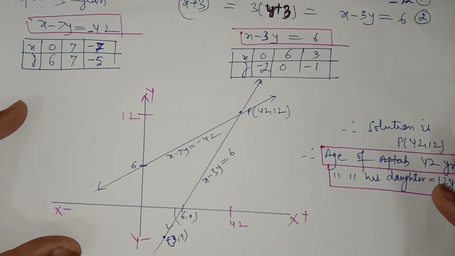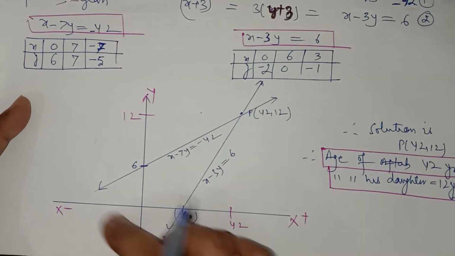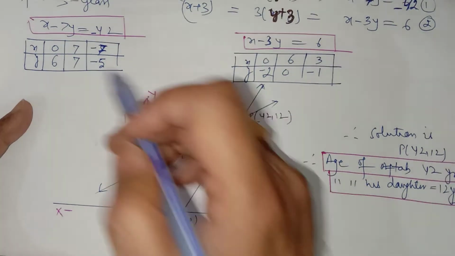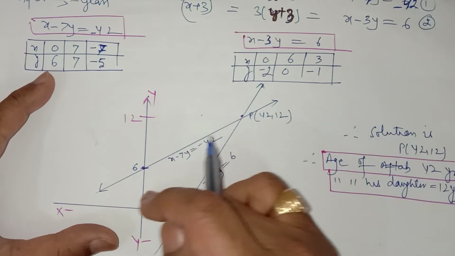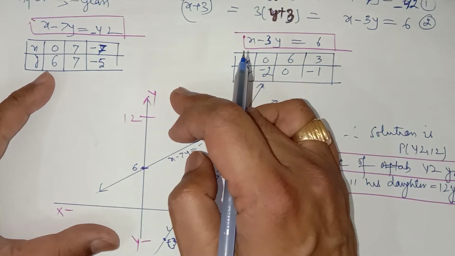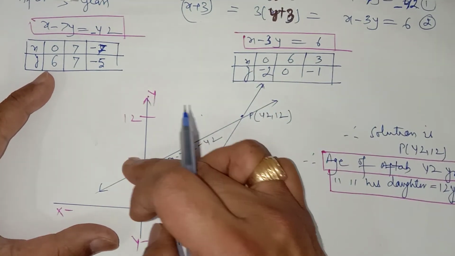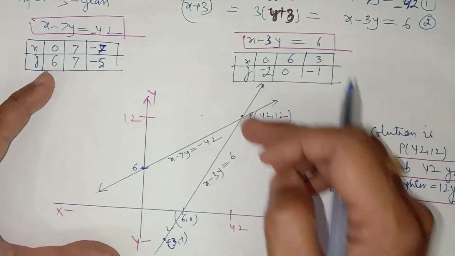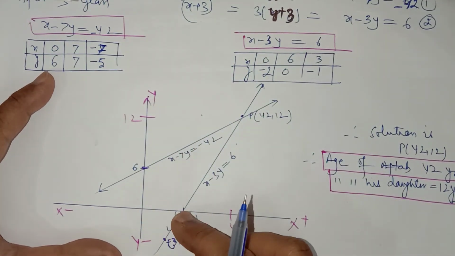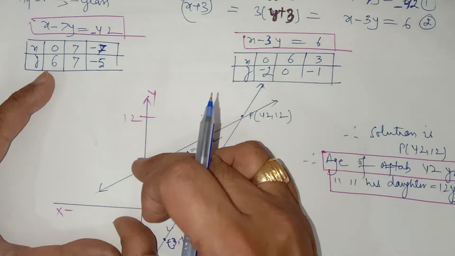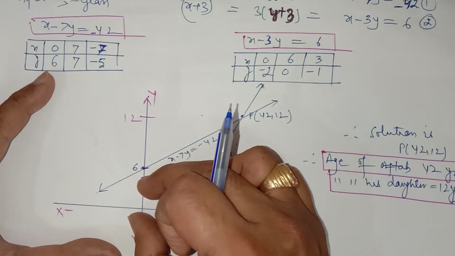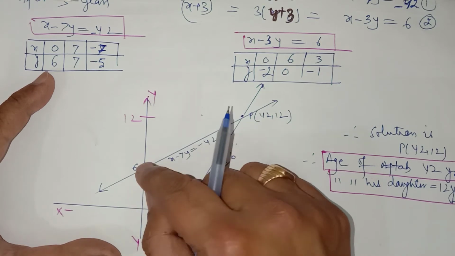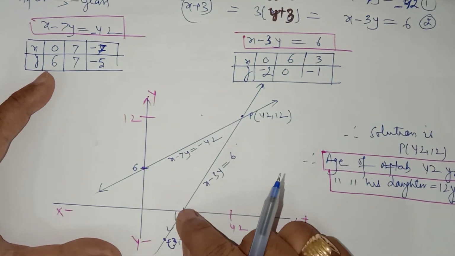And mark them properly. This is the y-axis, and this is the x-axis. The first point is 0,6. You mark the proper marking. You take the proper scales, that is 1, 2, 3, 4, 5, 6, 7, 8, and so on. You can take 1 centimeter is equal to 2 units, because the values are greater.